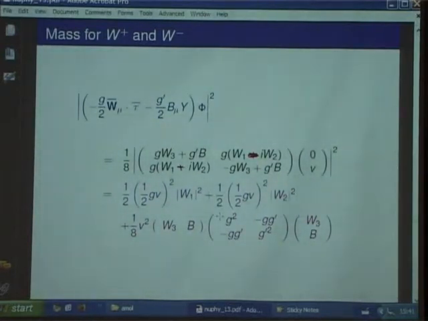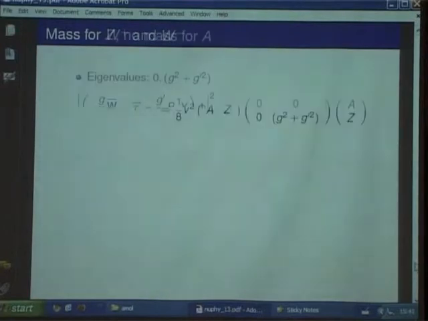G square plus G prime square. Yeah, that's because the trace is the sum of the eigenvalues. So we did half the part. Okay, so the eigenvalues are 0 and G square plus G prime square. For two-by-two matrices you shouldn't need to solve an equation. You just know these things.